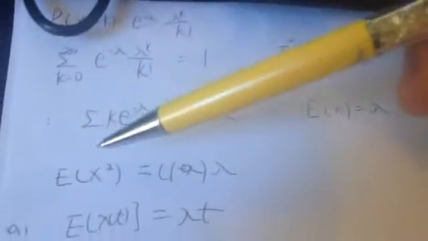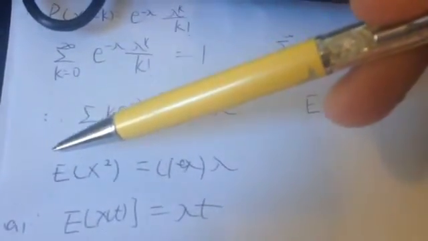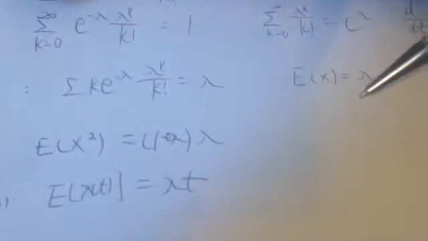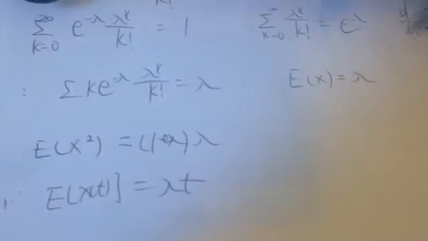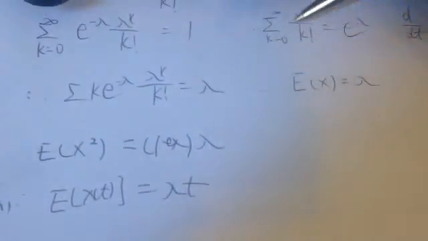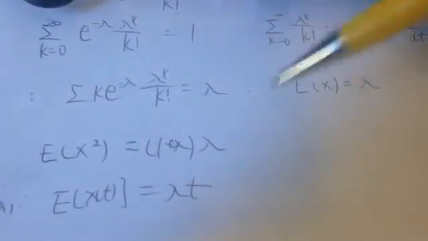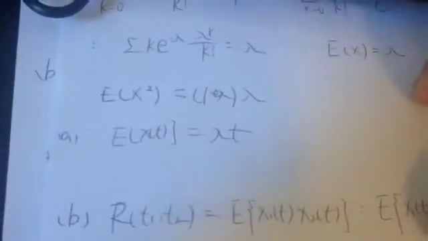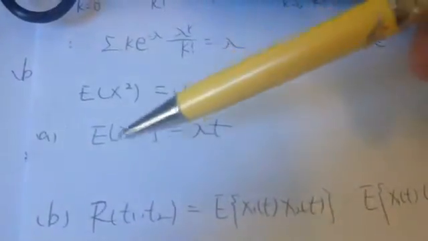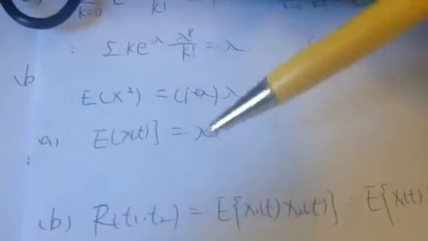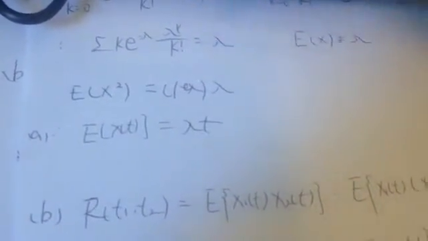And similarly, we take the second derivative of this equation, then we can get the expected value of X squared equals 1 plus lambda times lambda. And this can be proved in the homework we already did before. So the A part, the expected value of X of t equals lambda times t.